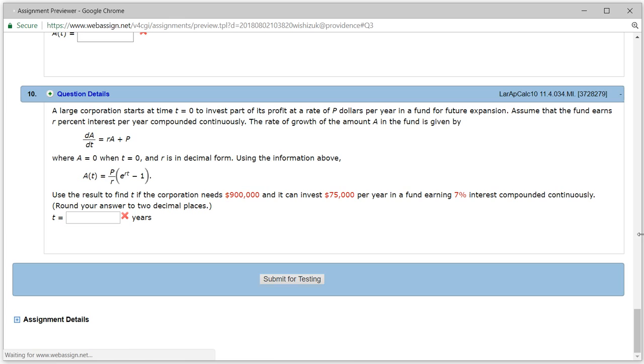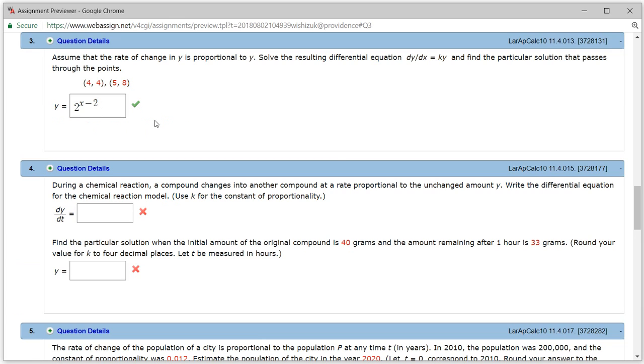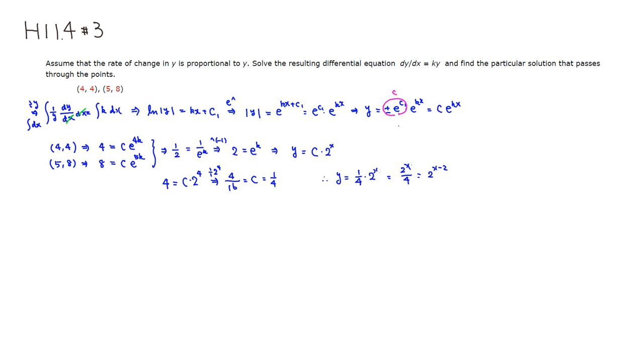So submit for testing. Alright, it came back and looks like we got this one correctly. Alright, that's it. I hope that this was clear.